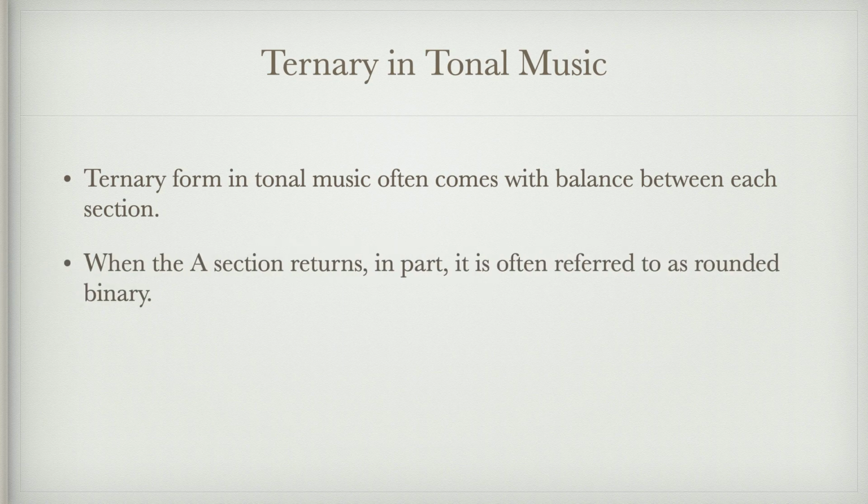This next point is basically saying when you have a ternary piece, if you have two A sections, the last A section would return and it would be a complete section. But when the A section returns in part, we would actually call that a rounded binary form. But since we don't really have rounded binary and it becomes too difficult to differentiate between some pieces that might be ternary and some pieces that might be rounded binary, I've kind of already talked about this, but we just don't call it rounded binary. We're either going to call it ternary or binary. So if you have a piece that looks like it could be rounded binary, chances are it's actually ternary.